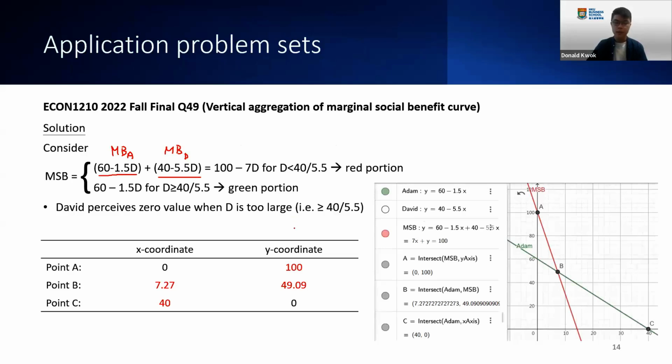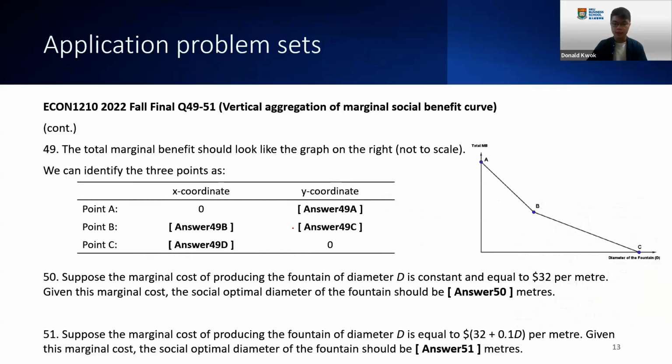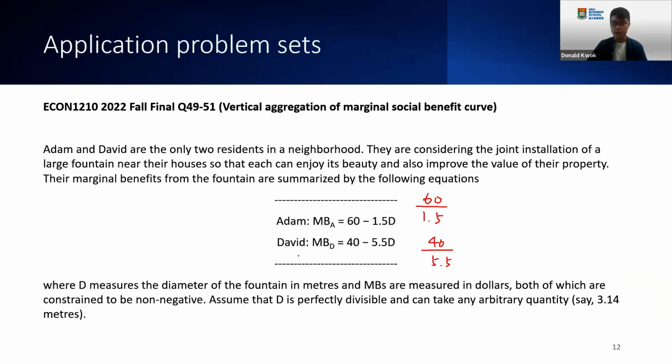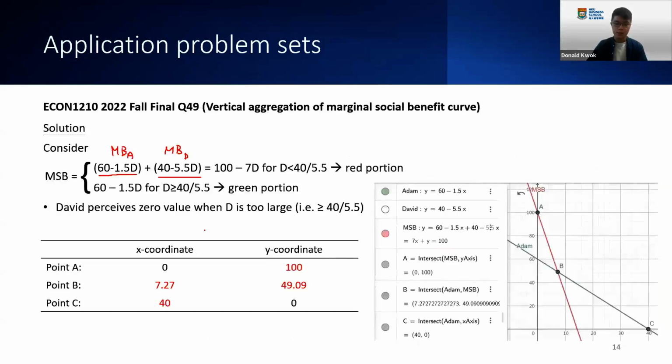However, when the diameter is larger than 40 divided by 5.5, then David no longer perceives the fountain with a positive value, only Adam does. So this is why we put only the marginal benefit expression of Adam when the diameter is large.